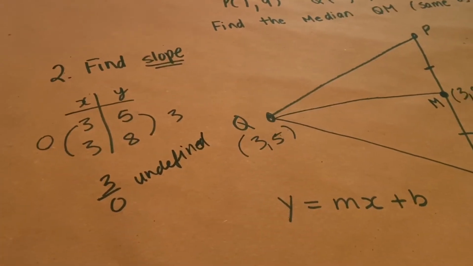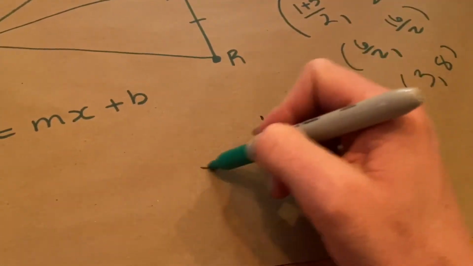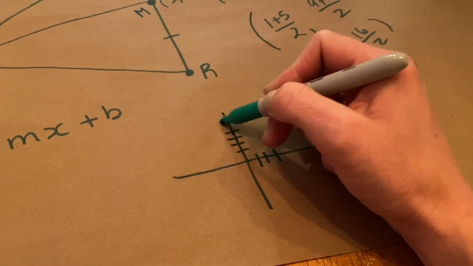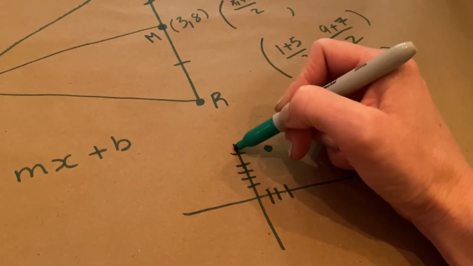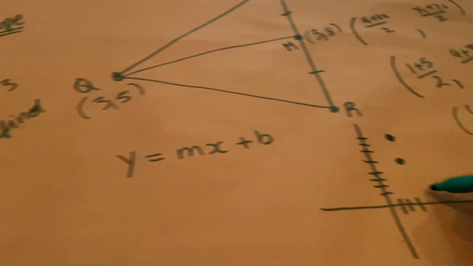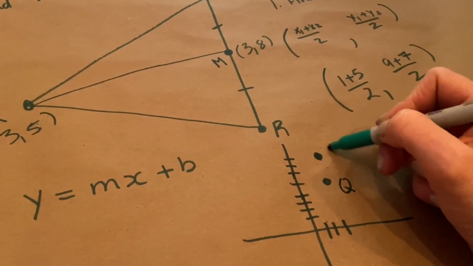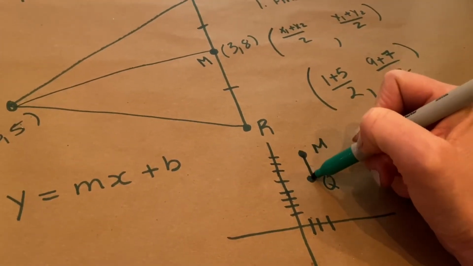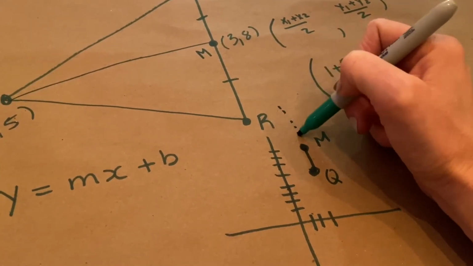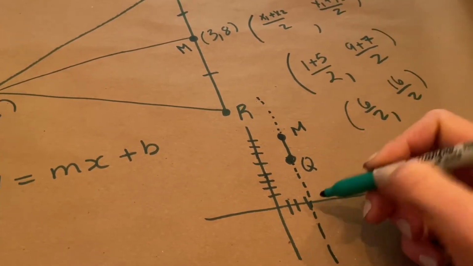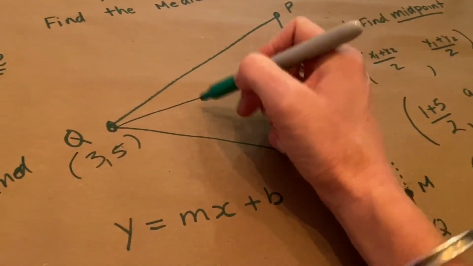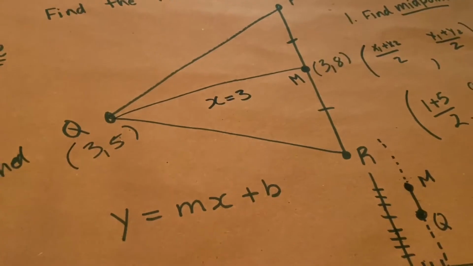And the reason it's undefined is because, if I were to graph this, 3, 5, and put it in a coordinate system, 3, 5 is right here, and 3, 8 is right here. I have 3, 5 is Q, and I have M being 3, 8. I can't find the slope of that because it's totally vertical. That is just the vertical line that goes through x is equal to 3. So if I want to find the equation of this line, it would be x is equal to 3.